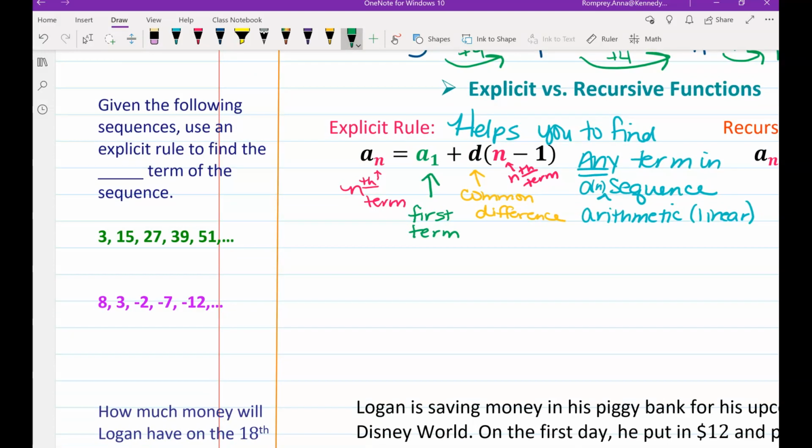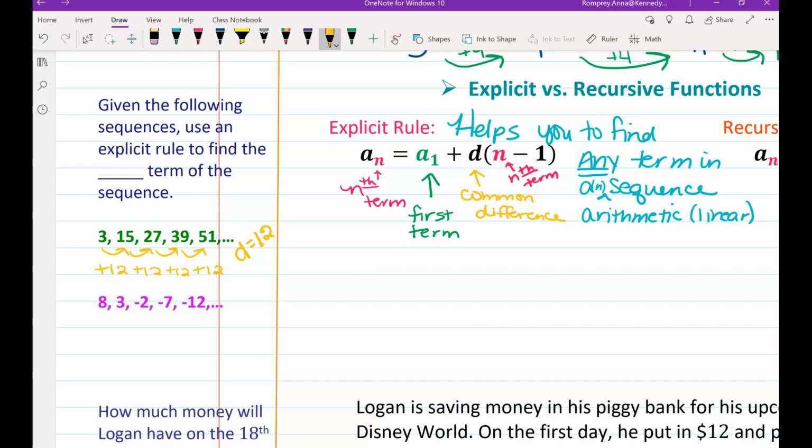So I have 3, 15, 27, 39, 51. What is my pattern? From 3 to 15, I add 12. Let's see if that keeps working. 15 to 27, I also add 12. 27 to 39, perfect. Let's make sure it works for the last one. Yep, add 12. So our common difference is 12.